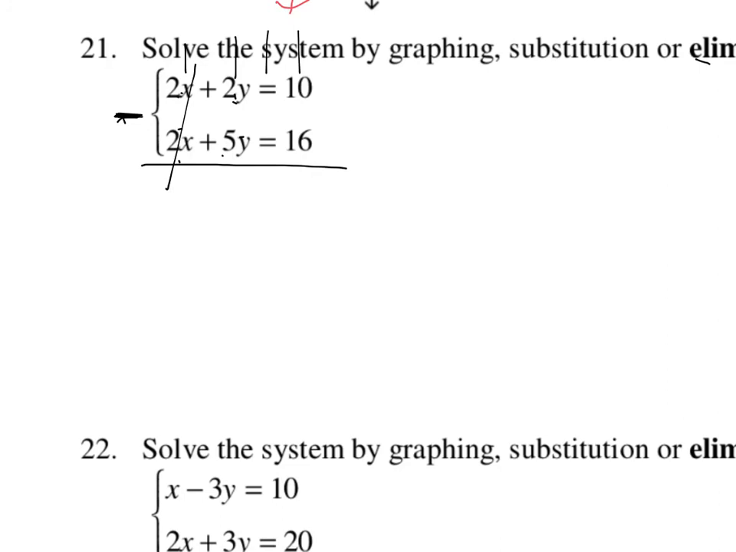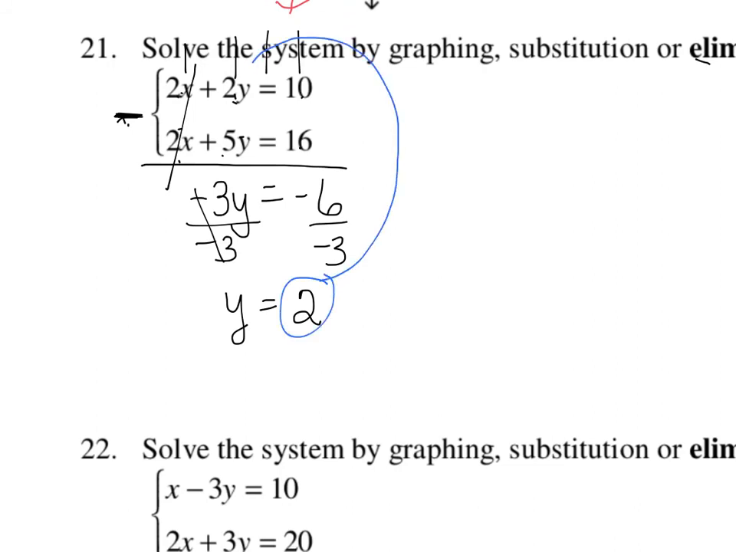2y minus 5y is negative 3y. 10 minus 16 is negative 6. So we'll divide both sides by negative 3, and we get y equals positive 2. So we take that y, and we plug it into either y. It doesn't matter which. I'll use the top equation, so we can solve for x. So it's 2x plus 2 times y, which we just got 2, set equal to 10.